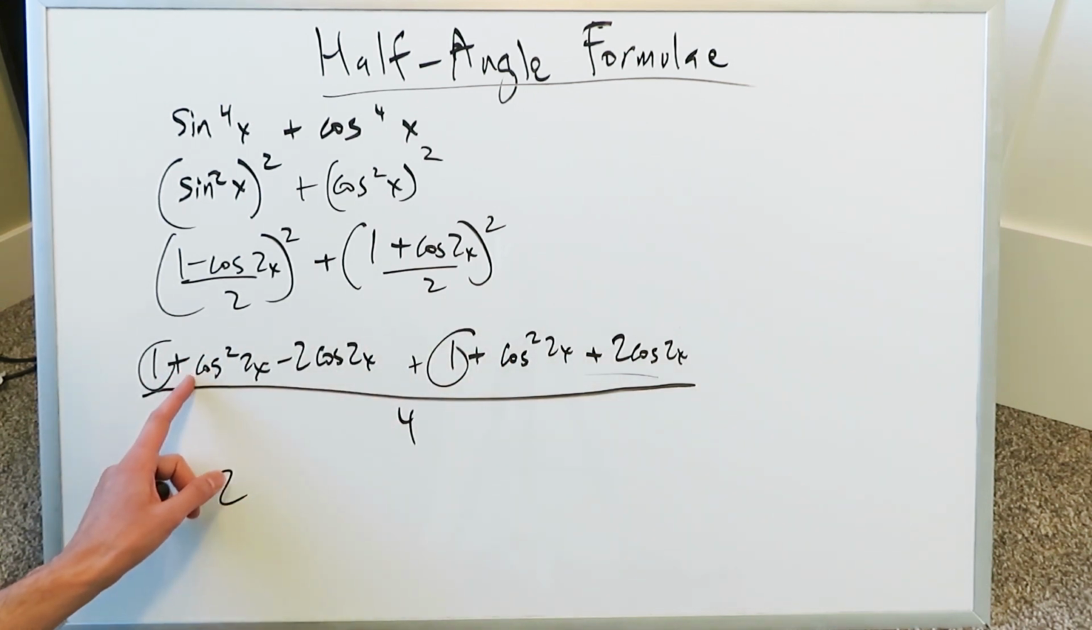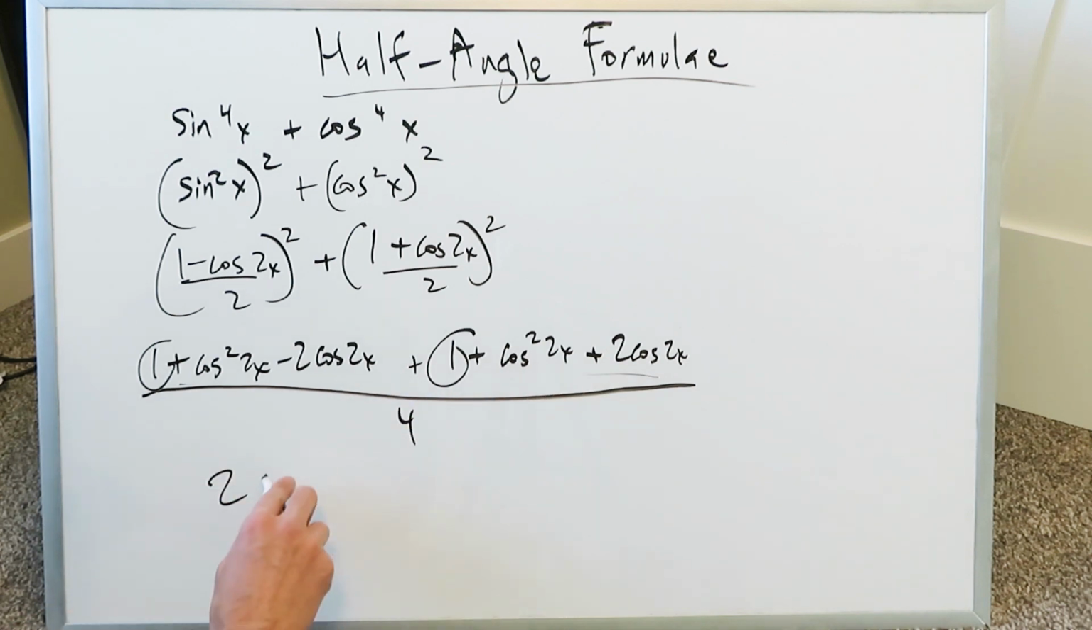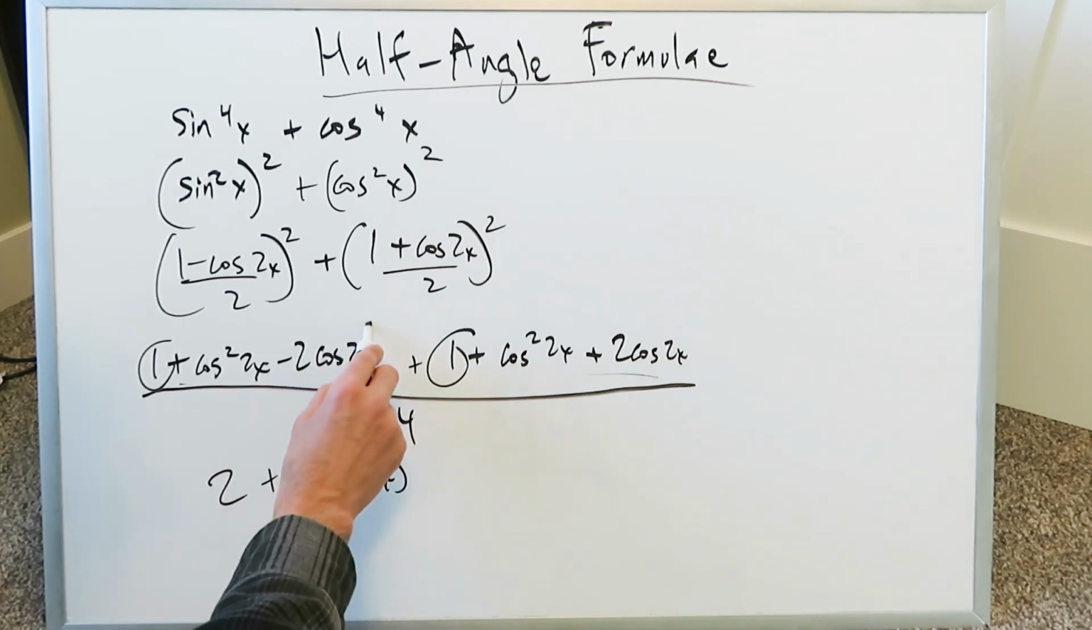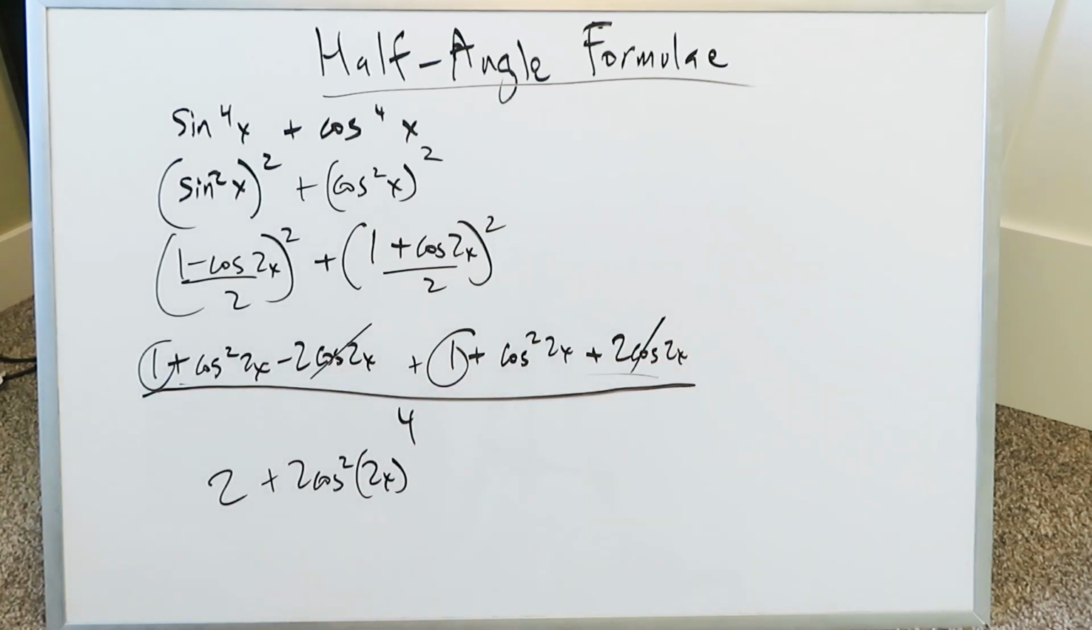You have a cosine square 2x, and you have a cosine square 2x. That'll be plus 2 cosine square 2x. You have a minus 2 cosine 2x, positive 2 cosine 2x, which cancel out, all of this over a 4, which is now what we have simplified to.